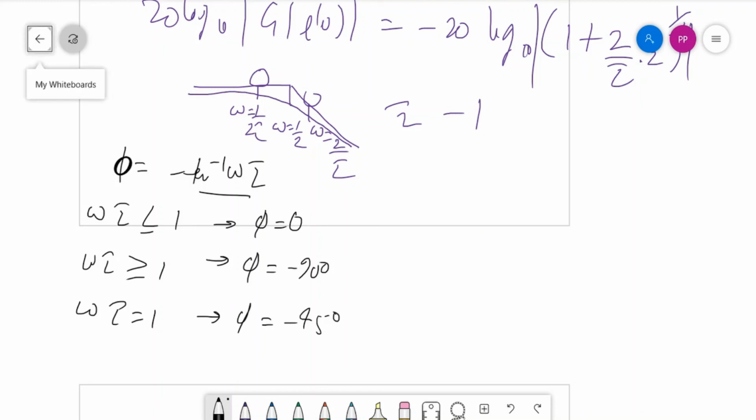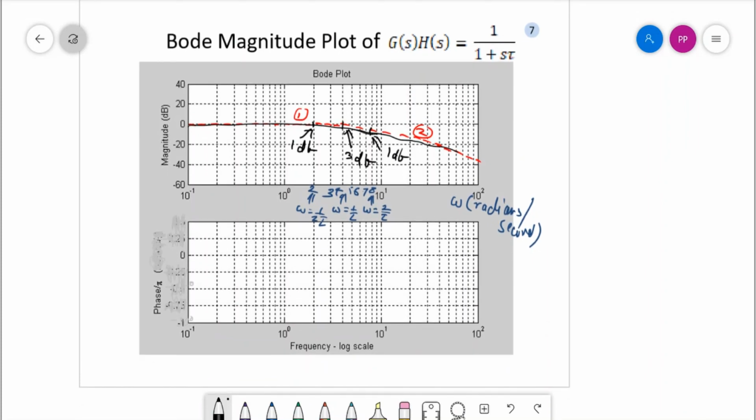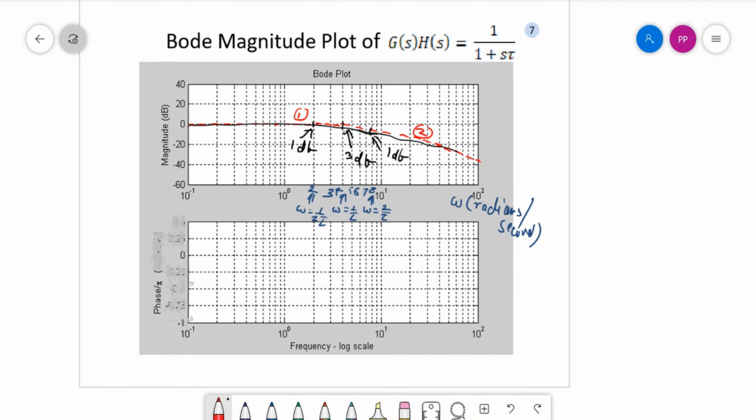This also you can determine easily from this expression. If this is the case, then how should the plot come? Here you can see that you have 0 degree, this is minus 45 degrees, this is minus 90 degrees. So we have the corner frequency line, where ω equals 1 by τ. So that is the minus 45 degree line.